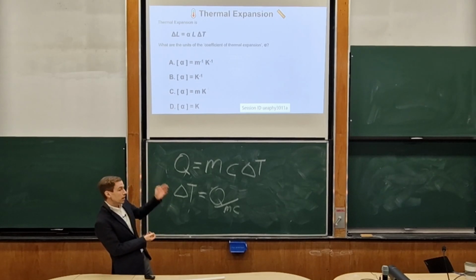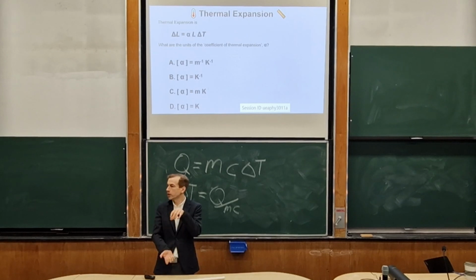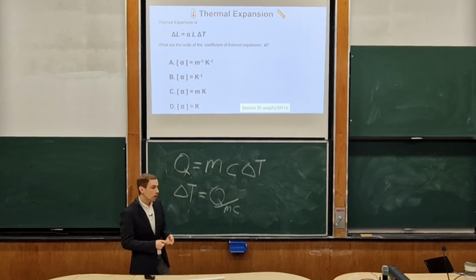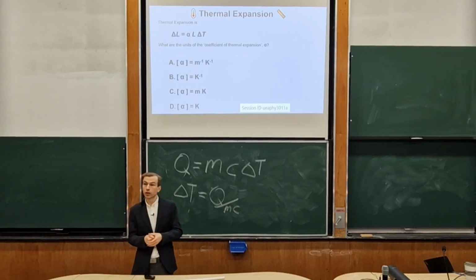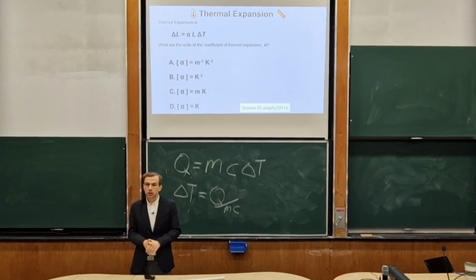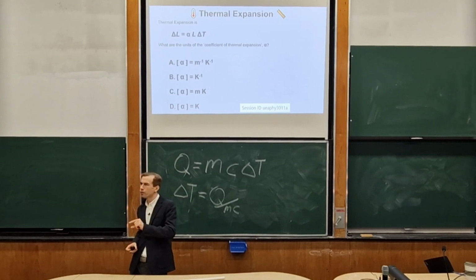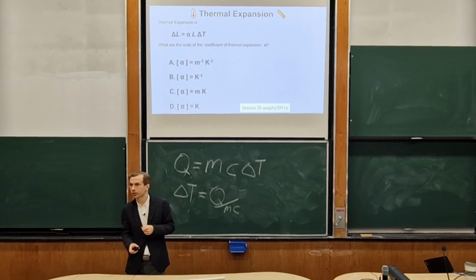The change in the length, again, is directly proportional to the change in the temperature. So it's another proportional relationship. And when we're thinking about thermal expansion, that constant of proportionality is called alpha there. And again, it depends on the material. So let's try this question. What are the units that we're going to need for that coefficient of thermal expansion?